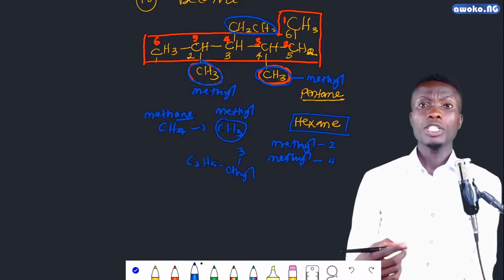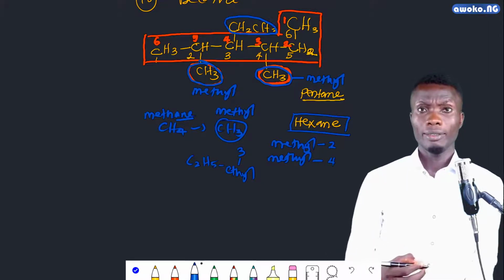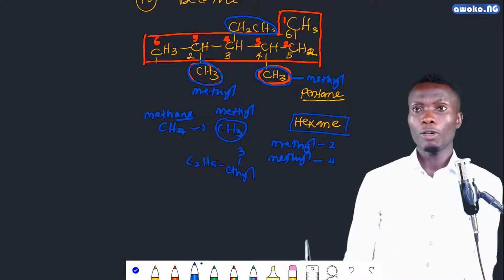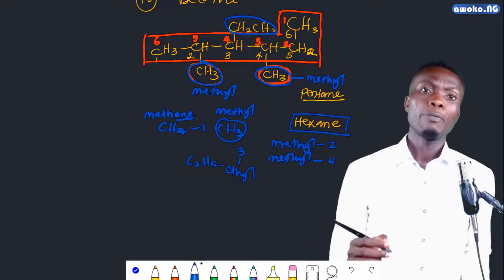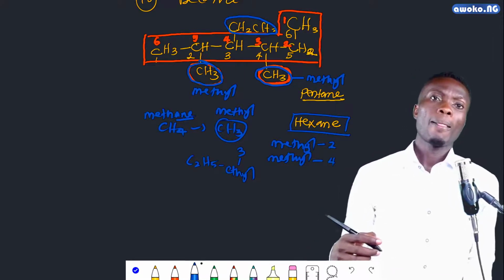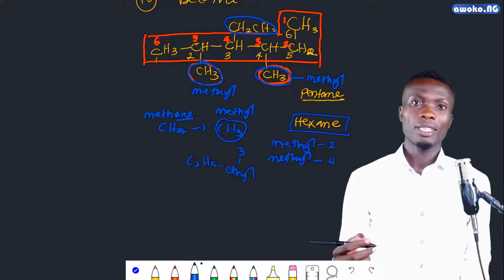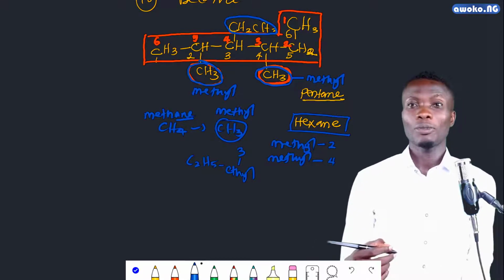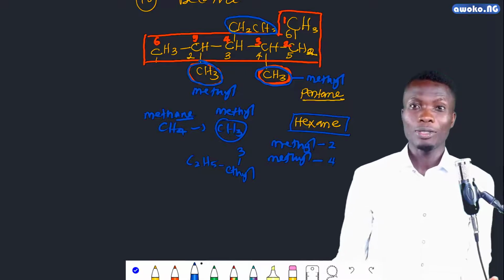Now, the parent chain always comes at the end. That is to tell you that this is a certain compound that is associated with this carbon number. So the parent chain is like the father of the house. That is how I put it. The father of the house will always be behind to guide the children. So you see, the children will always come first.